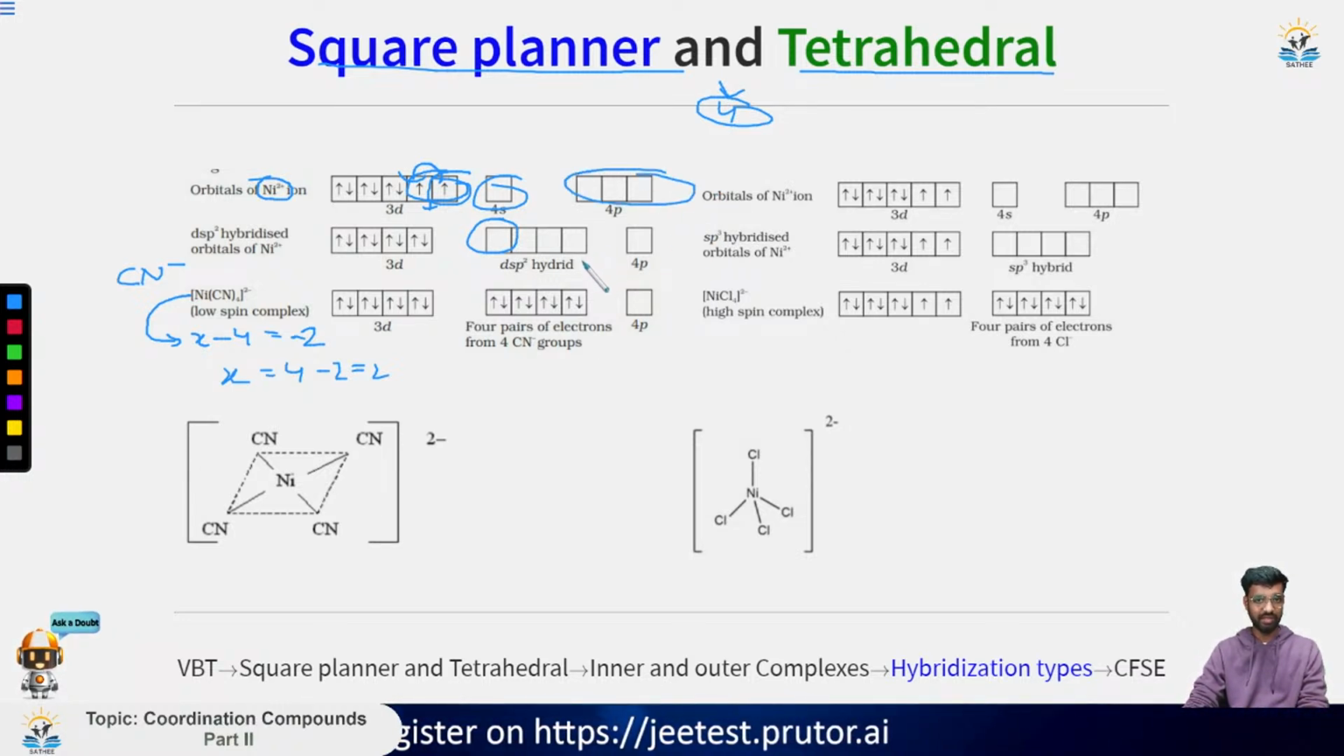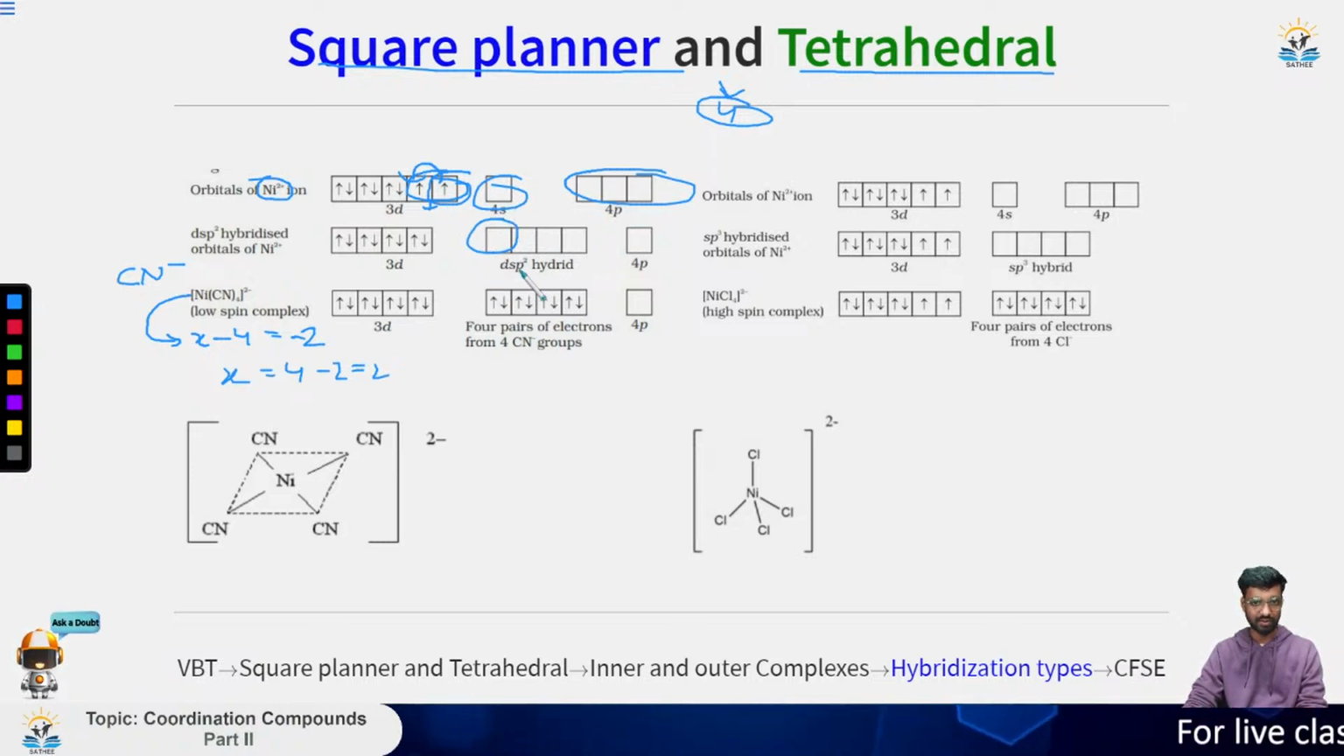Now we know very well that since we have CN4, we will require 4 vacant orbitals for that. So it hybridizes like this. We are taking 1d, 1s, and 2p orbitals. So in total we have a hybridization of dsp2. This is the set of hybridized orbitals that we have here.